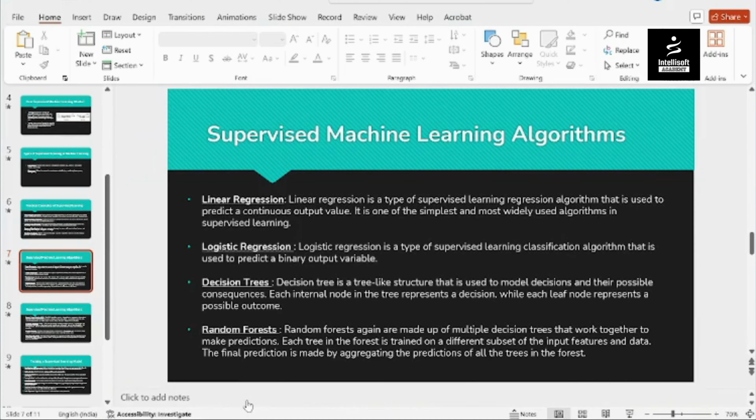It's the seventh slide now. Machine learning algorithms. Is it visible? Do you want me to explain it again?